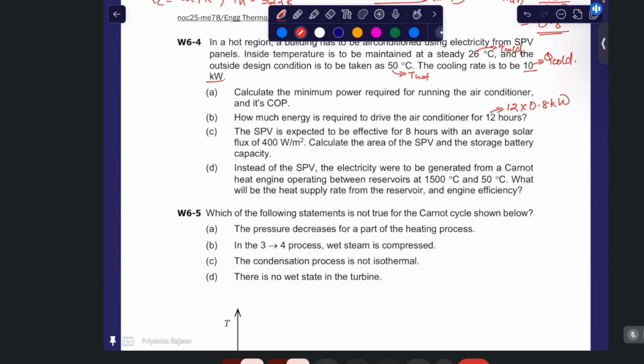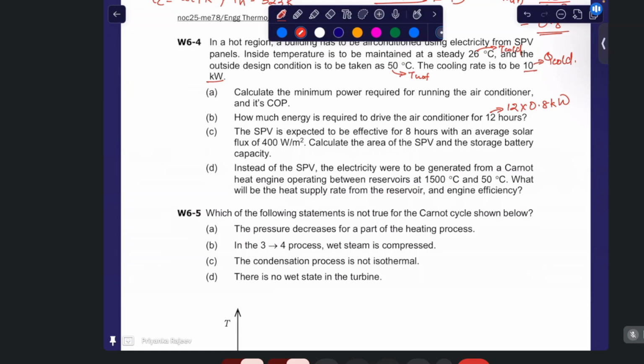Okay. Next question is SPV. About SPV they are saying the average solar flux is 400 watt per meter square, and it is effectively receiving this kind of solar flux for 8 hours. So calculate the area of SPV and the storage battery capacity.